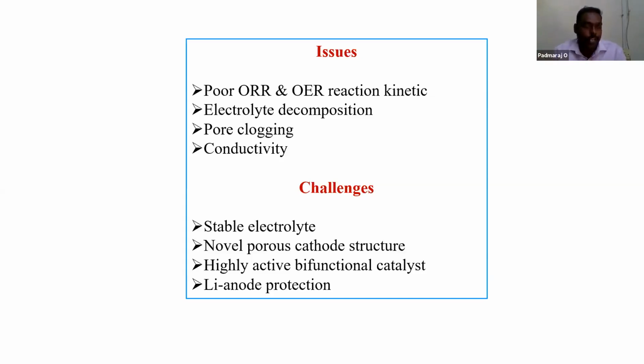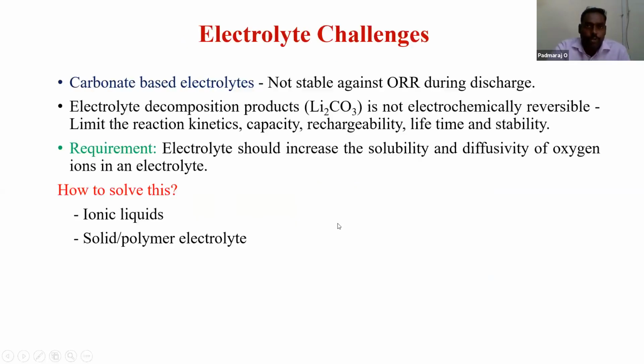Highly active bifunctional catalyst, so that oxygen gets reduced. Whatever discharge product is produced, we have to dissolve the discharge products with the help of the bifunctional catalyst. Then lithium anode protection. If you are using aqueous electrolyte, we have to do the lithium anode protection. So these are all the challenges existing in this metal-air battery. Based on these challenges, I have developed some electrolyte membrane as well as the bifunctional catalyst.